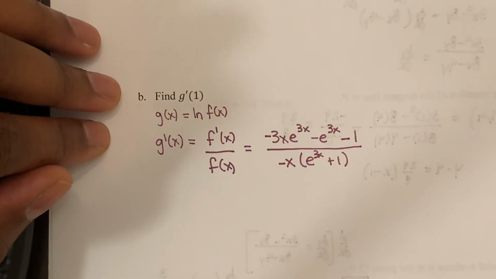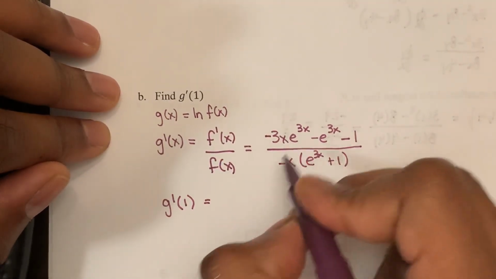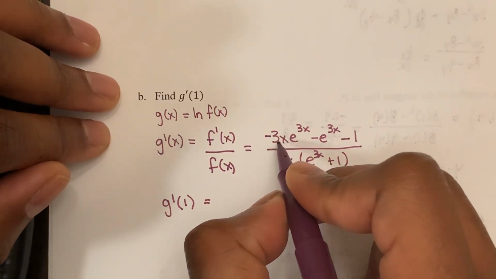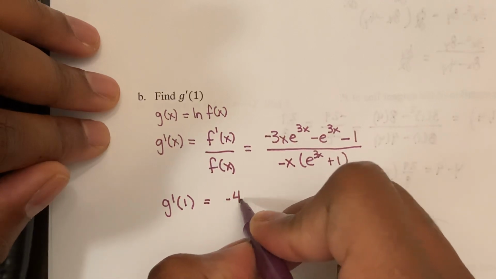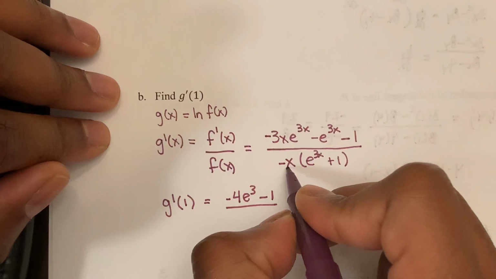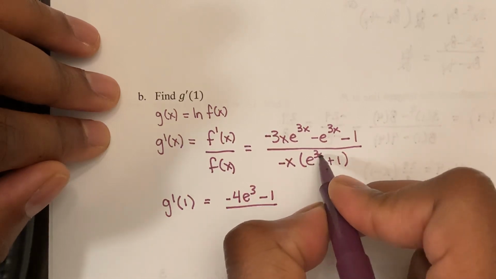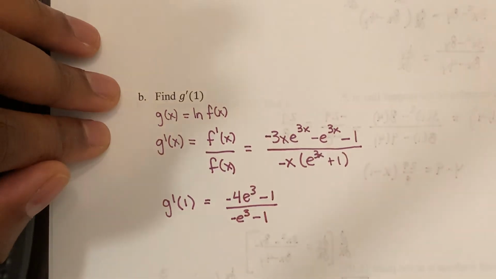That's our derivative. And so then g prime of 1 is equal to, that's going to be -3 e cubed minus e cubed. So -4 e cubed minus 1 over -1 times e cubed plus 1. So we'll just say -e cubed minus 1.